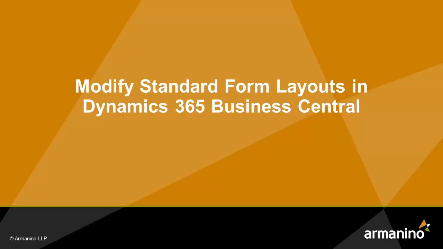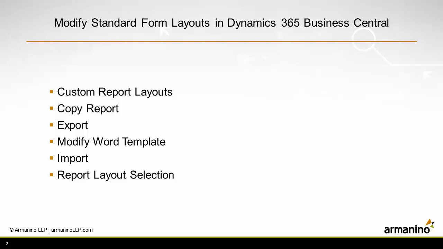I want to show you how to make simple changes to forms in Business Central using Word templates. The process we'll go through is to look at the custom report layouts. We'll copy one of those. We'll export it. We'll modify it in Word. We'll import it back into Business Central, and then we'll select it in the report layout selection.